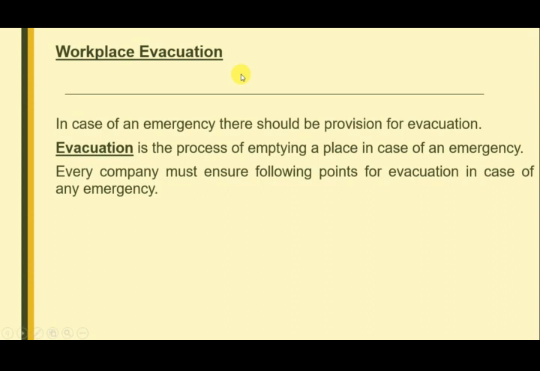Now sometimes it happens that there are hazards in an organization, and in that case there are sometimes such hazards that we need to move out of our company or the workplace in which you are working, that is in case of an emergency. So whenever an emergency is there, there should be provision for evacuation. Evacuation, what is evacuation? The process of emptying a place in case of an emergency. That is, whenever there is an emergency, you have to vacate that place. That is known as evacuation. So every company must ensure the following points for evacuation in case of an emergency.